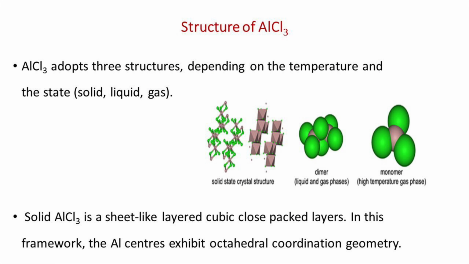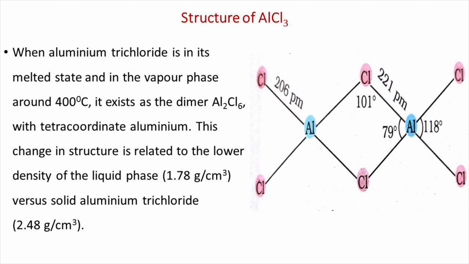The next topic is the structure of aluminium chloride. Aluminium chloride adopts 3 structures depending on the temperature and the state, that is solid, liquid or gas. Solid aluminium chloride is a sheet-like layered cubic close-packed layers. In this framework, the aluminum centers exhibit octahedral coordination geometry. When aluminium trichloride is in its melted state and in the vapor phase around 400 degrees Celsius, it exists as the dimer Al2Cl6 with tetracoordinate aluminium. This change in structures is related to the lower density of the liquid phase versus solid aluminium trichloride.